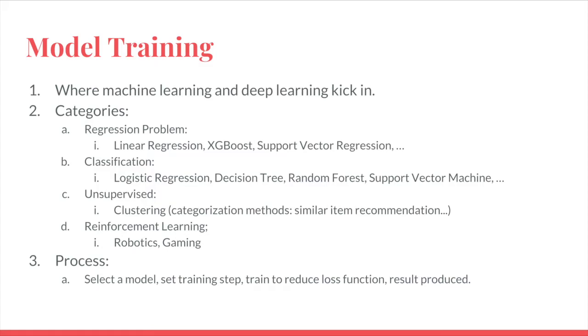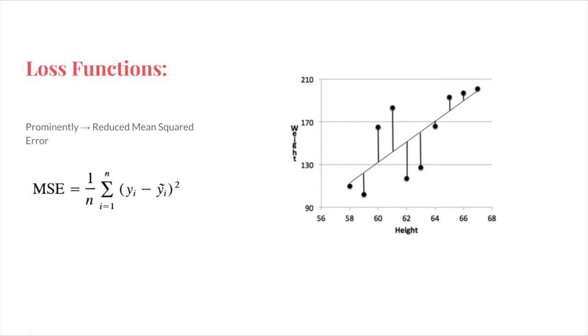The process is that we usually select the model, set the training steps, and train to reduce the loss function that we define, and then we produce the result. This is the simple process of model training. One important thing in this process is how we define the loss function. The most recommended and prominent loss function is the reduced mean squared error.